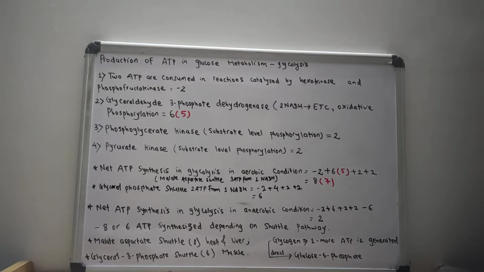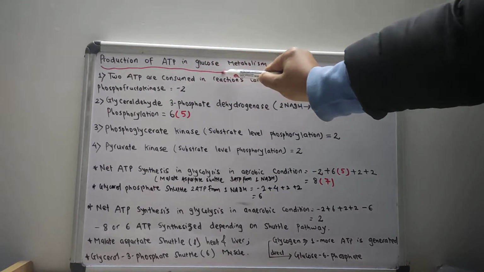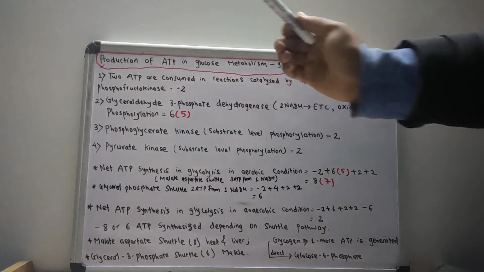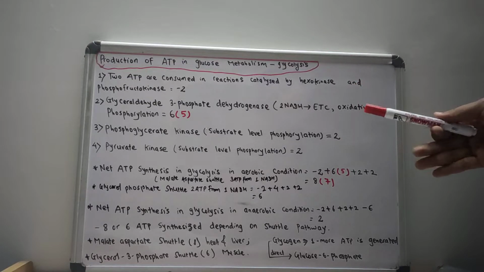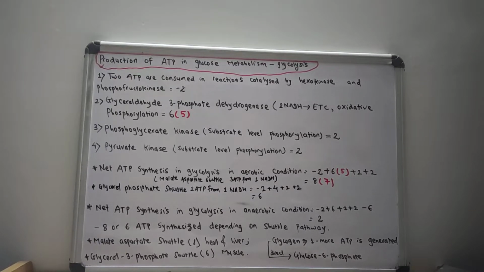So today in this video we are going to talk about the production of ATP in glycolysis. We will discuss the production of ATP in glucose metabolism. How much ATP is produced in aerobic glycolysis and how much ATP is produced in anaerobic glycolysis, and we will also discuss how much ATP is produced in the different shuttle pathways.